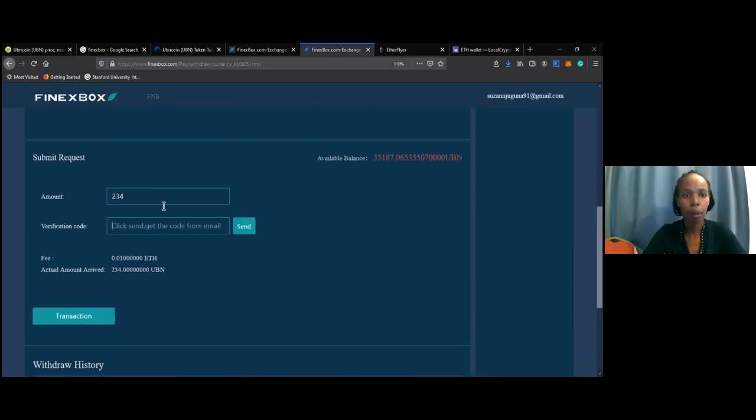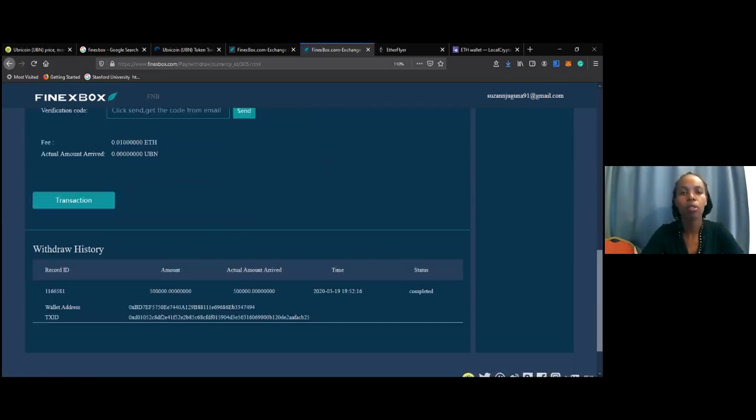The maximum amount of Ubricoins you can withdraw in an instance is 500,000 UBN. So if you have bought a lot of Ubricoins, you may need more than one transaction to do that, and you are going to be charged a fee of 0.01 ETH. So basically, that is how you buy ETH, you transfer them to the exchange, you buy Ubricoins, and transfer those Ubricoins from the exchange to your personal wallet.